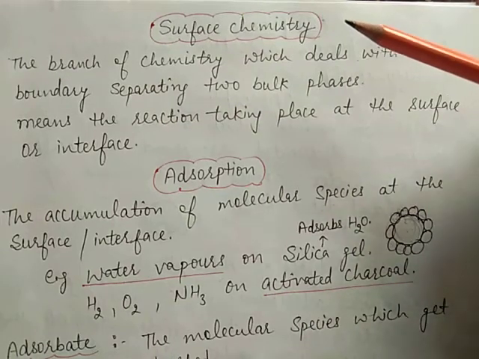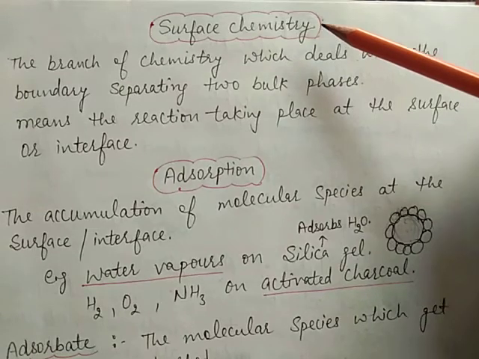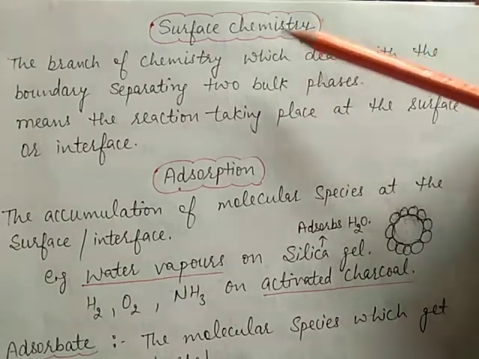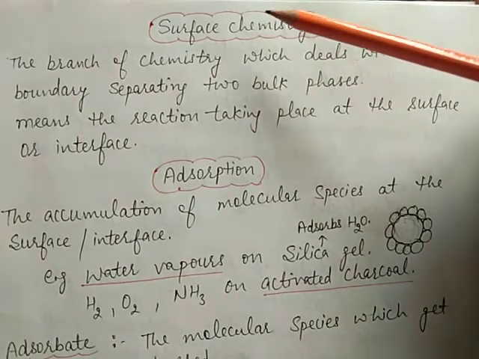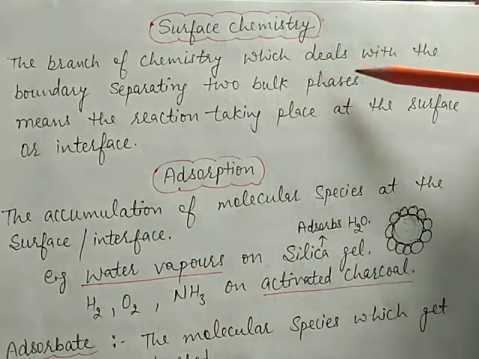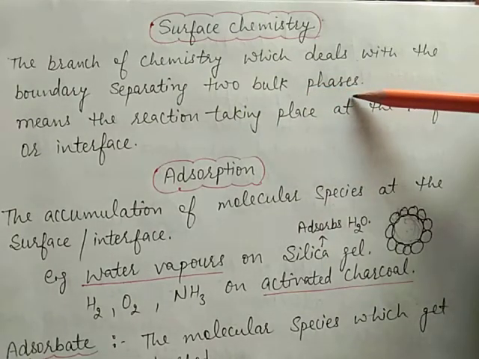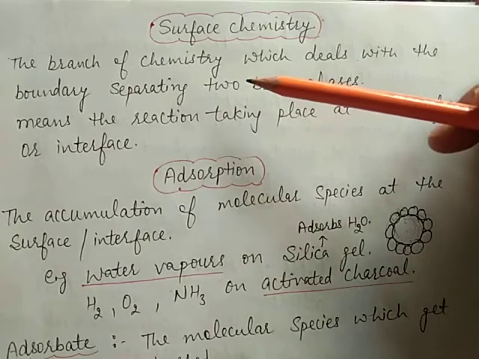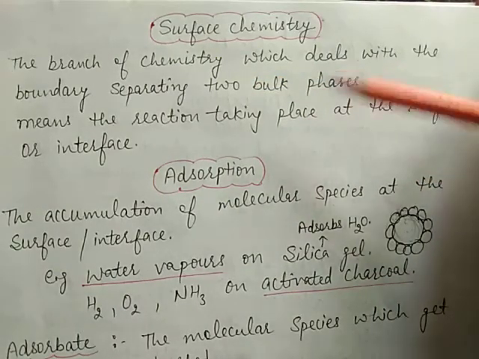Good morning, students. Today I will start the next chapter of chemistry, that is surface chemistry. What do you mean by surface chemistry? It is the branch of chemistry which deals with the boundaries separating two bulk phases. Means two bulk phases are separated by a boundary, means one at the surface of another.